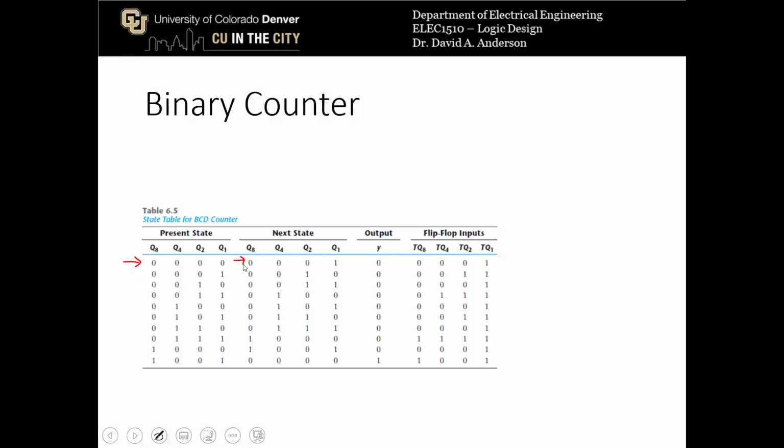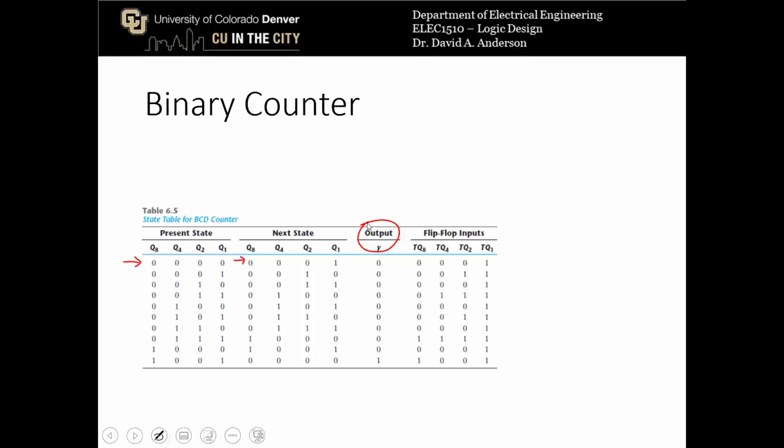We can have an output as well. In this case, the counter does have an output. It's going to be 1 if the present state is a 9, BCD 9. Otherwise, it's a 0. These don't necessarily have to have outputs, but they are state machines, so they can have outputs anyway.